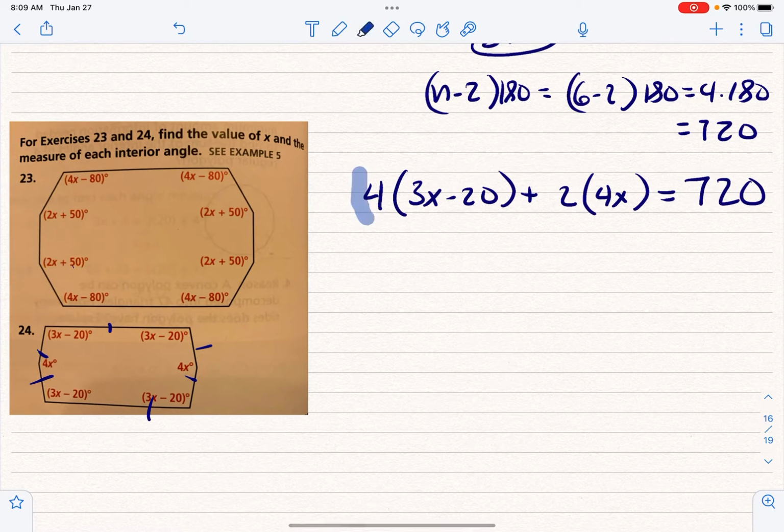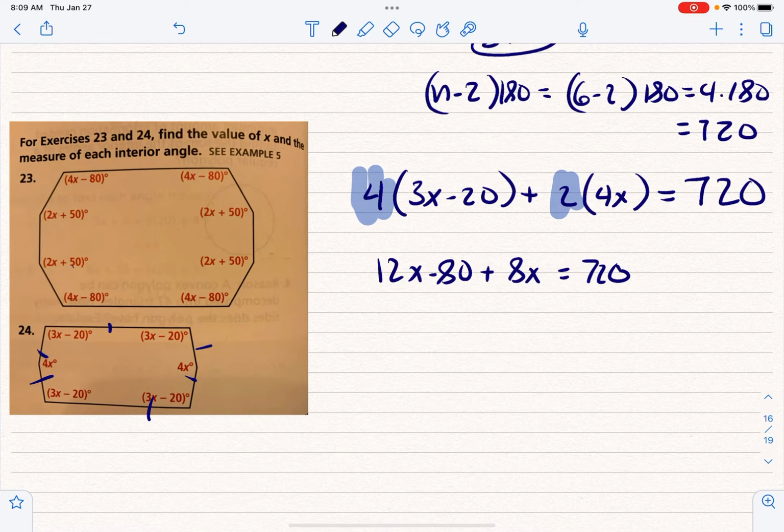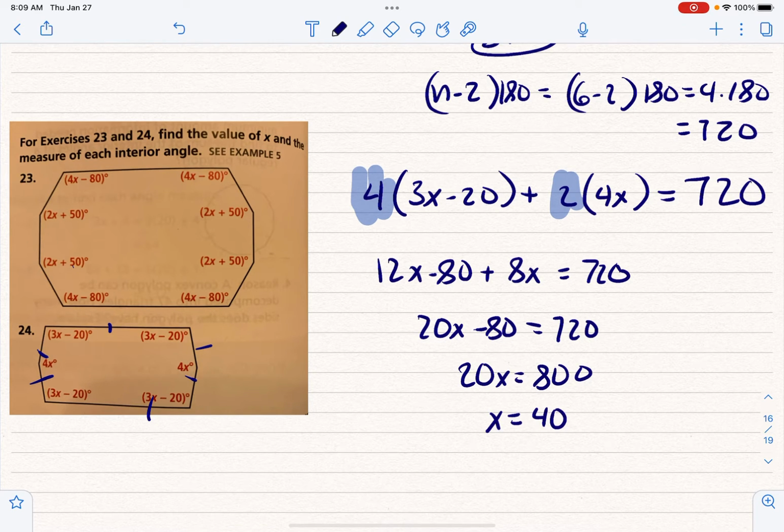Now you can distribute this 4 and this 2, and you get 12x minus 80 plus 8x equals 720. Okay, add the x's. 20x minus 80 equals 720. Add the 80 to both sides. 20x is equal to 800. Divide by 20, and x is 40. Okay, and if x is 40, all I have to do is solve for 2 angles. All right, and that's pretty simple.